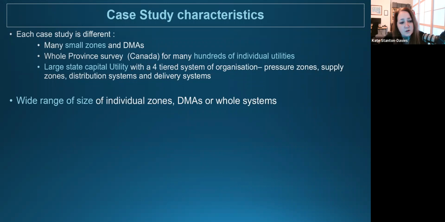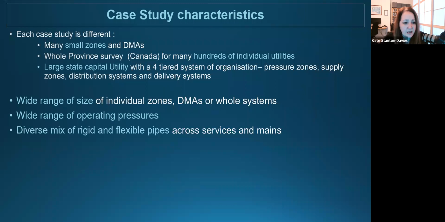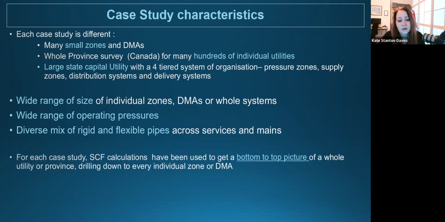All the case studies have got a wide range of size of individual zones, DMAs, or whole systems. They're all operating at very wide ranges of operating pressures. And there's a very diverse mix of rigid and flexible pipes across services and mains. For each case study that I'm going to show you, SCF calculations were not just done for boundary cases. They were actually done for every zone or DMA within the system, as well as a calculation for the whole utility at the top level.